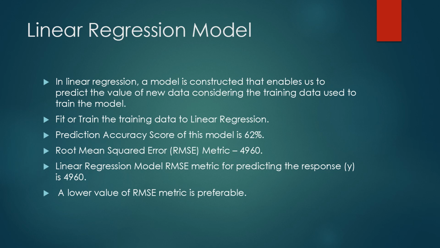Linear regression model is the first training model for this project. In linear regression, a model is constructed that enables us to predict the value of new data considering the training data used to train the model. The linear regression model constructed for this project produced a prediction accuracy score of 62% and root mean square error of 4960. It should be noted that a lower value of RMSE metric is preferable.